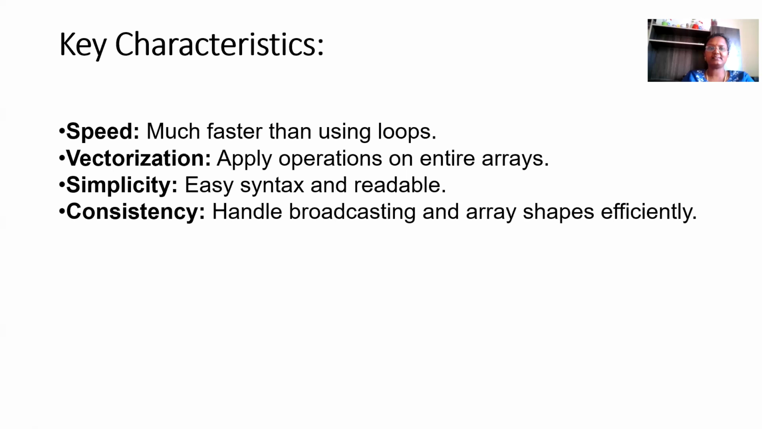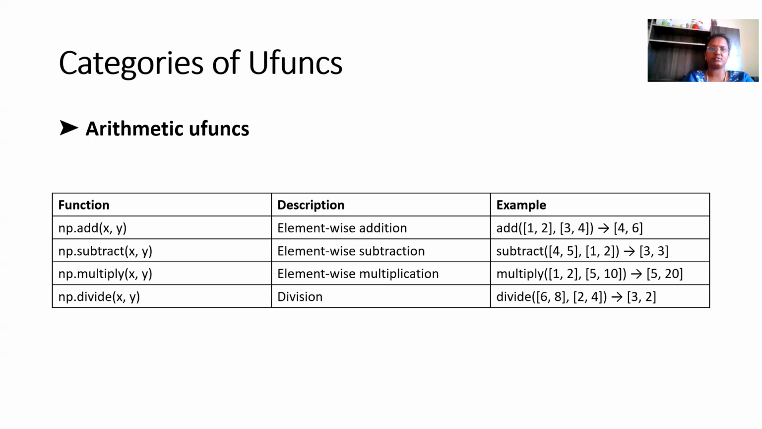What are the key characteristics? Here we will see the key characteristics of universal functions. First is speed, which is much faster than using loops. Then vectorization, which applies the operations on entire arrays. And simplicity: the syntax is very easy and you can read it easily. And consistency: we can handle broadcasting and array shapes efficiently using universal functions.